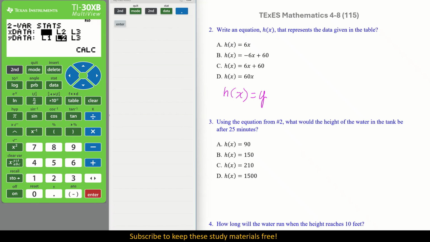Well, as I said, our x was in L1 and our y was in L2. So we are good to go. That's set up correctly. So let's enter. Now let's go to calculate. Now, you're going to look at this and go, okay, that doesn't make sense.